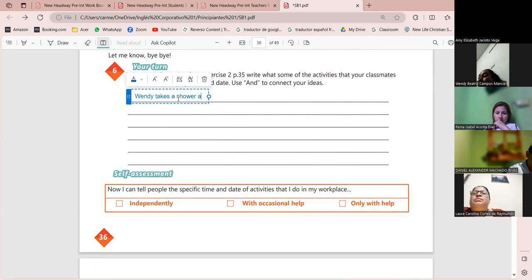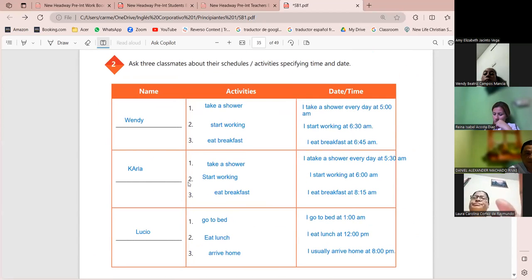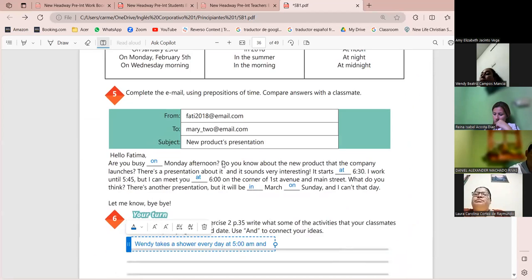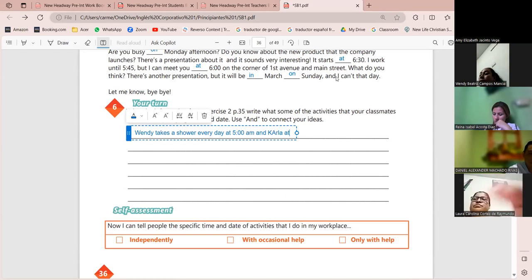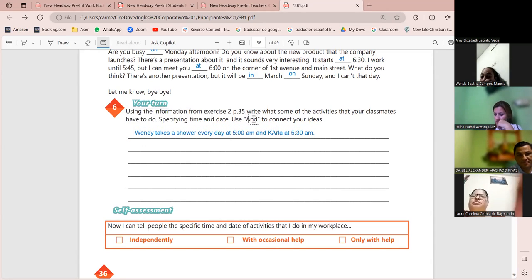A shower every day, para hacerlo bien específico, porque si no van a interpretar mal. Every day at 5 o'clock a.m. And Carla at 5:30 a.m. Y ahí conecté las dos ideas con qué palabra? Con and, okay? Me piden que conecte las ideas con and. Entonces, vamos a seguir.